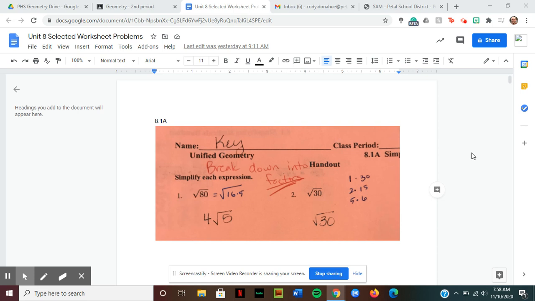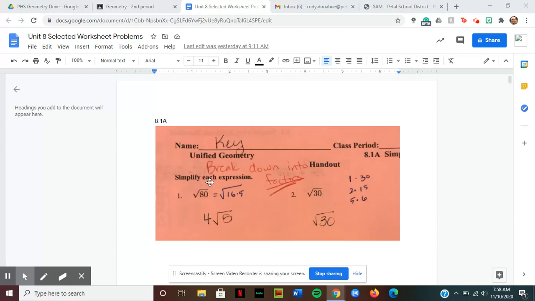So 8.1a, we're going to be talking about simplifying radicals. Radicals is another term you're going to hear me use whenever I'm talking about something with a square root. For these two problems, I'm given two numbers and their square roots, the square root of 80 and the square root of 30, and I'm asked to simplify these expressions.